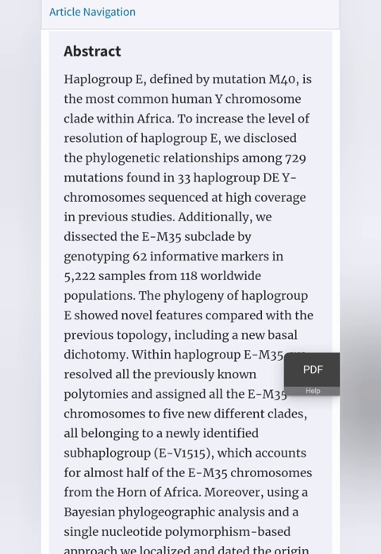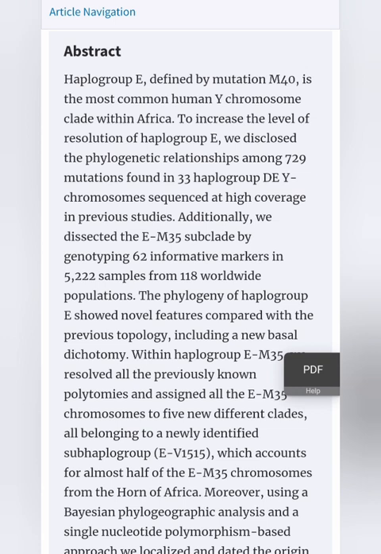the most common human Y chromosome clade within Africa. To increase the level of resolution of haplogroup E, we disclose the phylogenetic relationship among 7 to 9 mutations found in haplogroup DE Y chromosome sequenced at high coverage. In previous studies, additionally, we dissected the EM35 subclade by genotyping 62 informative markers in 5,222 samples from 118 worldwide populations.